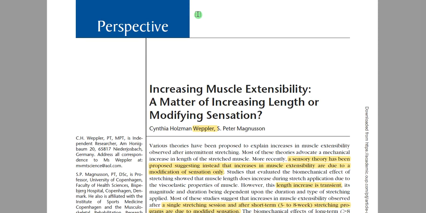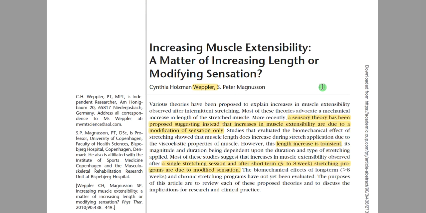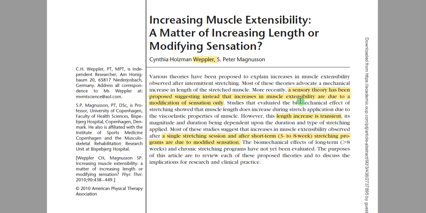What I want to do next is to go to Cynthia Halsman-Weppler's article in 2010. Weppler's out of Germany, and basically highlights some further information as sensory theory has been proposed, suggesting that increases in muscle extensibility are due to a modification of sensation alone. So it basically refutes some of the autogenic and reciprocal inhibition paradigms that were used previously.